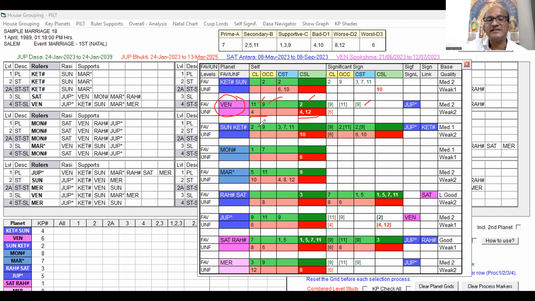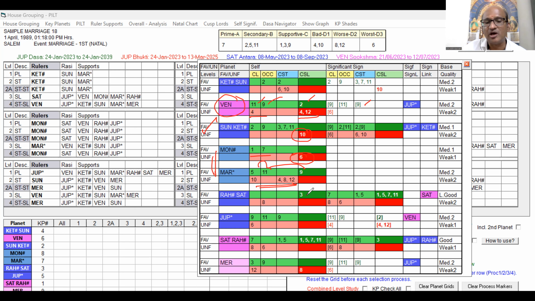And Sun, you can see 2, 9, 3, 7, 11, and 10. Only this one is not good, but the rest is good. Sun is a good key planet for the event of marriage. The Moon is light blue, which means it is good, but along with some weakness. Mars is good with 5, 11, and 9, but along with some obstacles. These are all mixed significations.